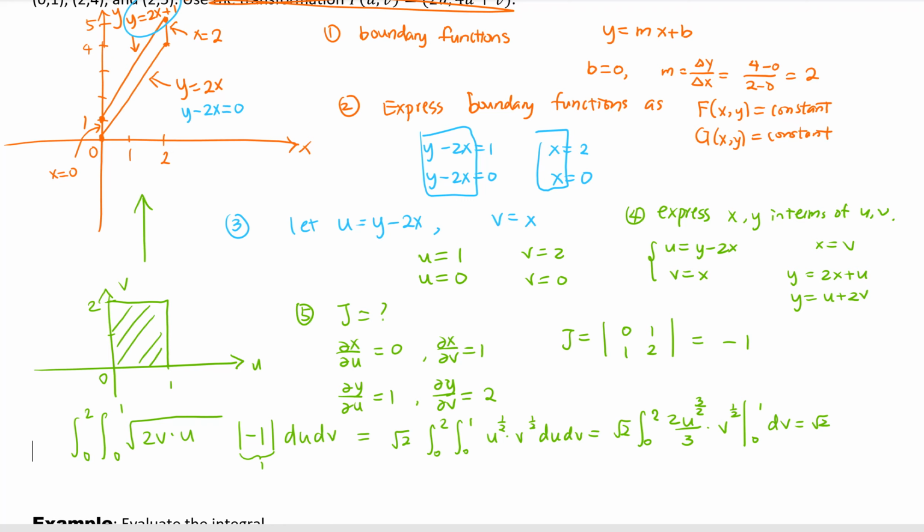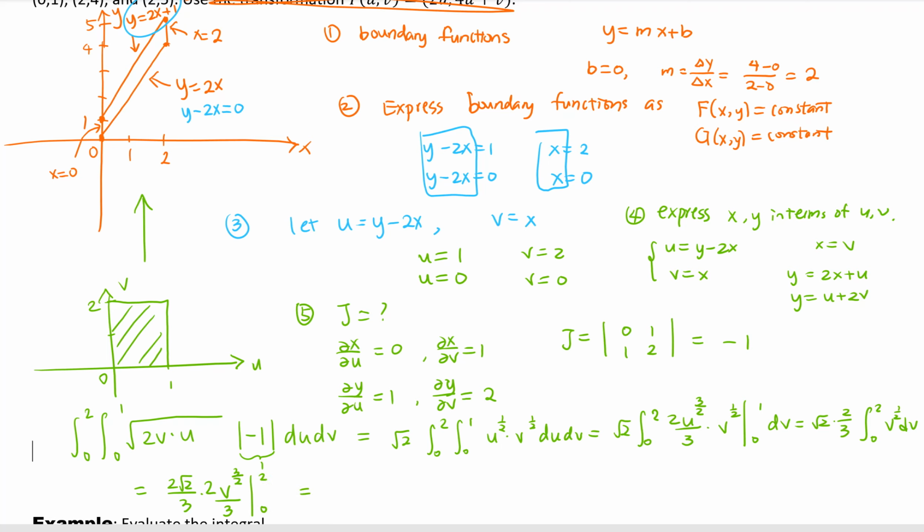Okay, so from 0 to 1, we plug in 1, we get 2 over 3. When we plug in 0, it's gone. And then the integral from 0 to 2, v to the 1/2 dv. So 2 root 2 over 3, we get v to the 3/2 over 3 times 2. Now evaluate from 0 to 2.